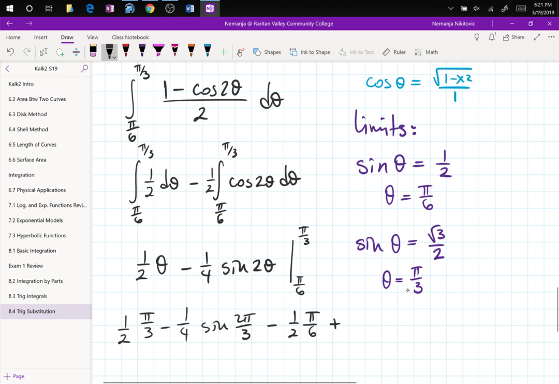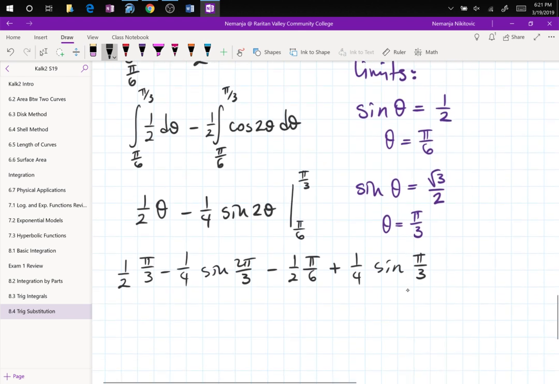Minus and minus gives me plus 1/4 of sine of π/3, times 2 is π/3. There we go. So the first one is π/6 minus 1/4 sine of 2π/3. So 2π/3, wrong graph. So 2π/3 is right here, π/3 is √3/2, so √3/2, all students, it's a positive value, you can see that.